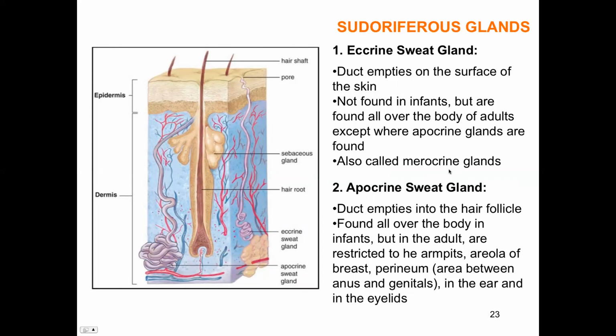But if you go back to the way glands secrete, you'll see that there's the merocrine secretion, right? So they're named after the way they secrete sweat. That's basically the idea here. But I think we're going with eccrine in this course. So if you see merocrine in your book, whatever book you're using, this is the same thing. Eccrine sweat glands and merocrine sweat glands are the same, all right?